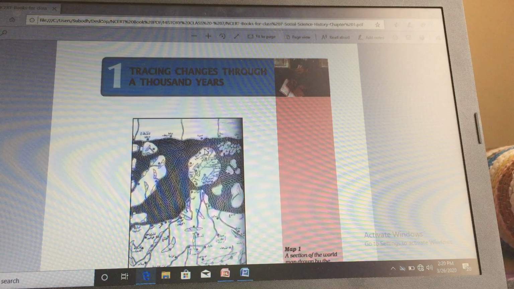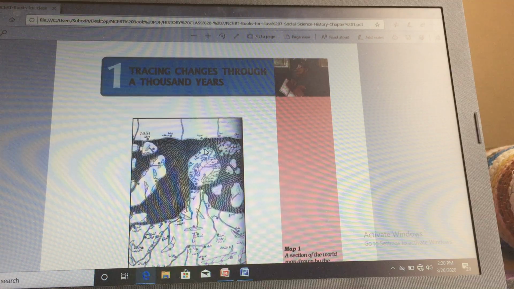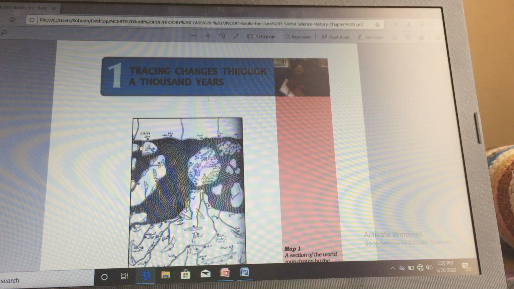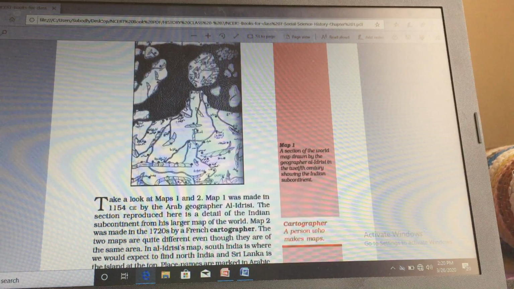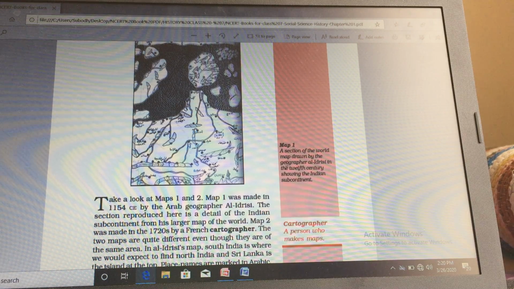So, children, on screen you can see Tracing Changes Through a Thousand Years. Your book is like this, and I have already sent you this chapter in your Google Classroom. So here on the first page you can see the map prepared by Al-Idrisi. In this book, whatever is written near the pictures, please read it carefully. It's very important.